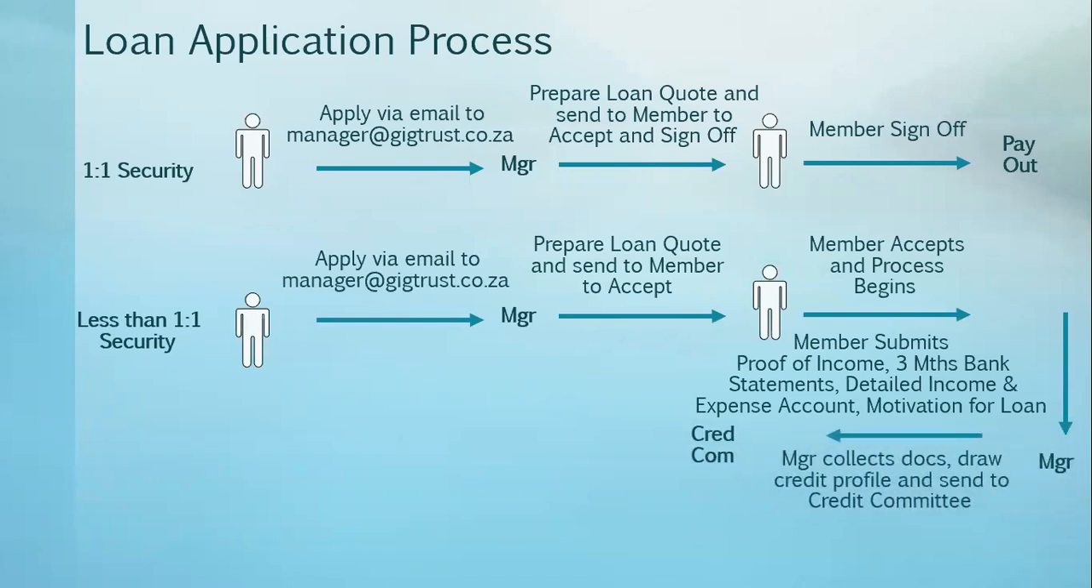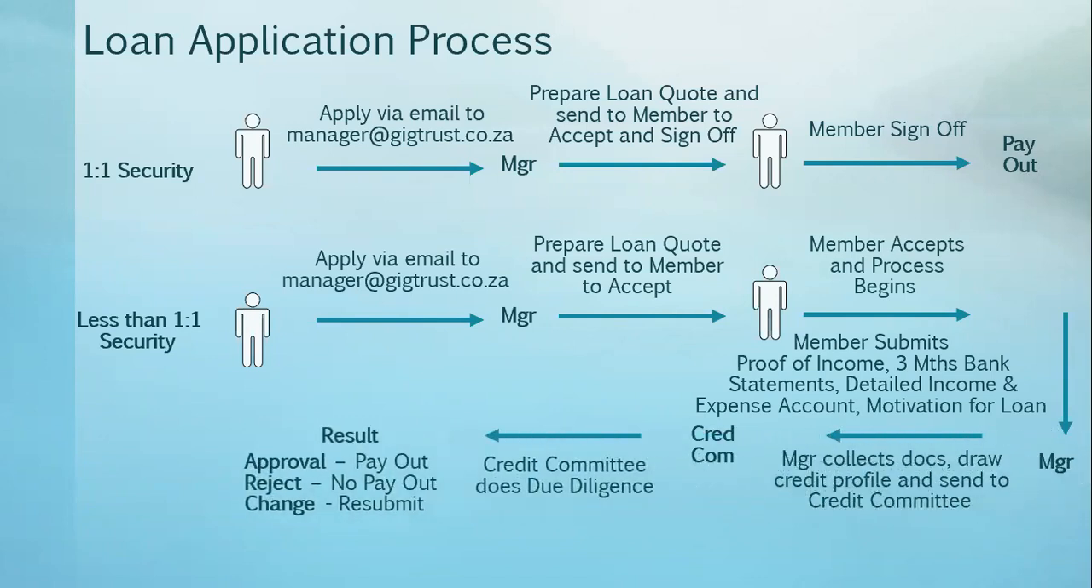Then the manager collects the documents, draws a credit profile, and sends it to the credit committee. So we've got 3 serving members at any point in time on the credit committee. They don't live in the same town. It all happens online in the cloud, but they receive it, and in their own good time, they go through it. And when they're happy, it takes us to the next process.